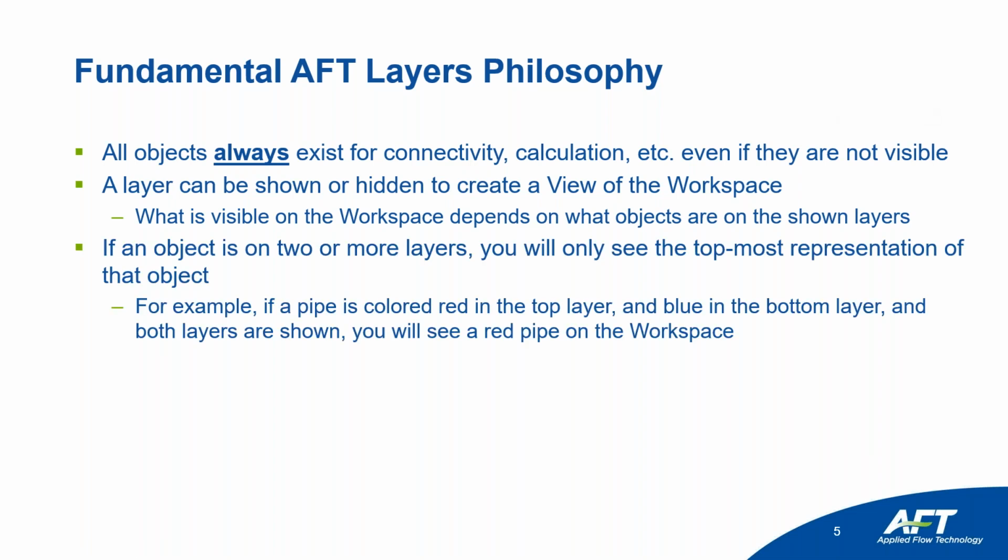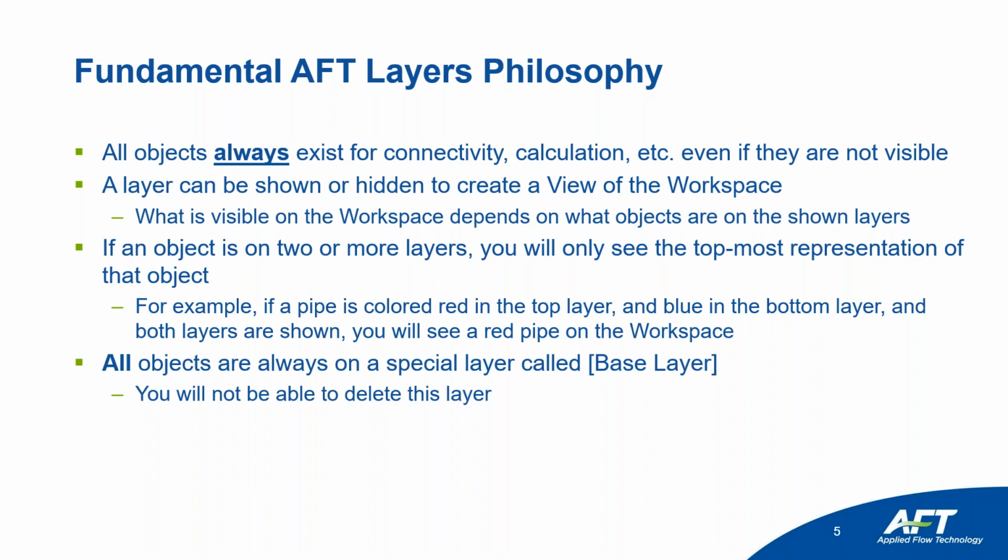If an object is in two or more layers, you will only see the topmost representation of that object. For example, if a pipe is colored red in the top layer and blue in the bottom layer, and both layers are shown, you will see a red pipe on the workspace. On the contrary, if the pipe is colored blue in the top layer and red in the bottom layer, and both layers are shown, you will see a blue pipe in the workspace.